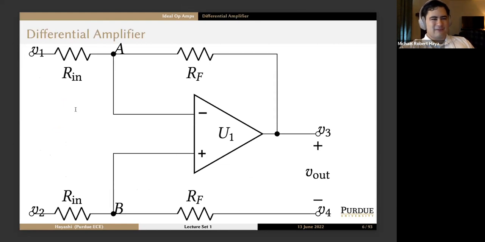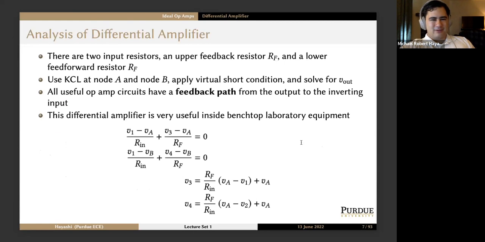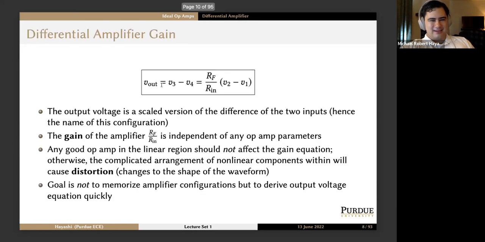So we looked at this differential amplifier configuration that takes inputs V1, V2, and then produces an output voltage between V3 and V4. We went through the math. We noted that all useful op amp configurations have a feedback path. And then we got this expression where RF over RN serves as the gain of the op amp. And it doesn't depend on any of the internals of the op amp. There are no U1 related terms in there, so we're not going to get any distortion from the nonlinearities there.